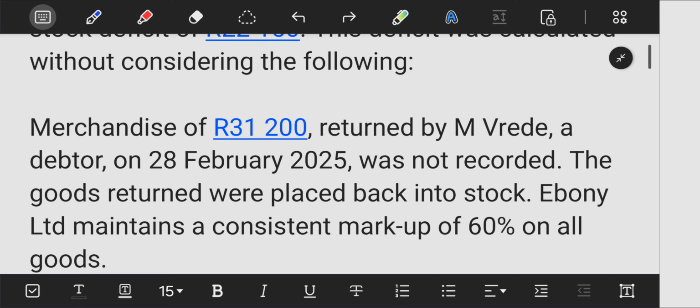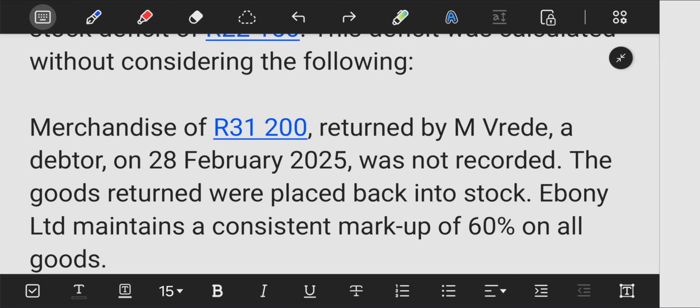Merchandise of 31,200 returned by M. Frede, a debtor, on 28 February was not recorded. Okay, the goods returned were placed back in stock.